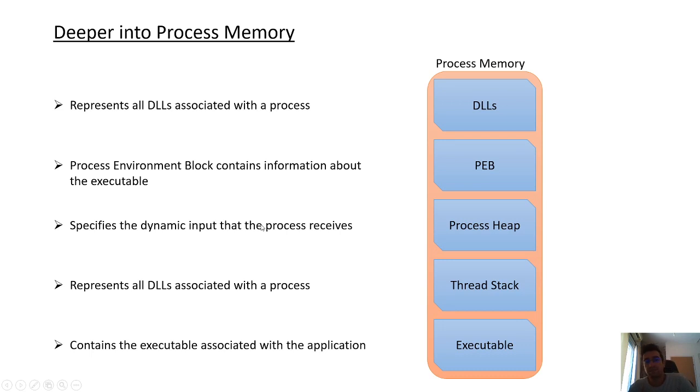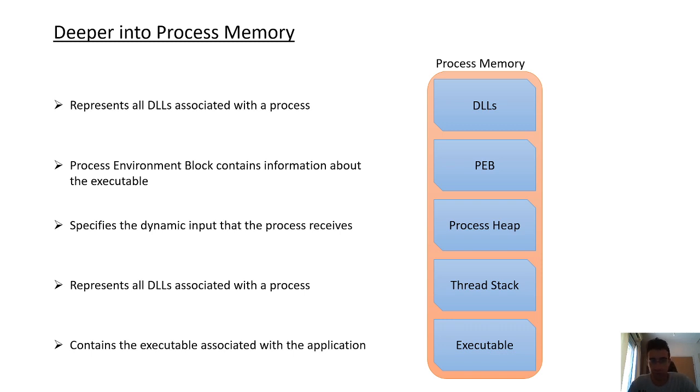Okay, so let's dive down a little bit more on the process memory itself. We understood that we have the process memory within the virtual memory, and now let's see what the process memory is. The components which the process memory has, first one is the DLL, the dynamic link libraries. This region represents all DLLs associated with a process which get loaded into the process memory when the process is created. PEB, which means process environment block. The PEB contains information about the executable itself, where it is loaded, its full path on the disk, and where to find the DLLs in memory.